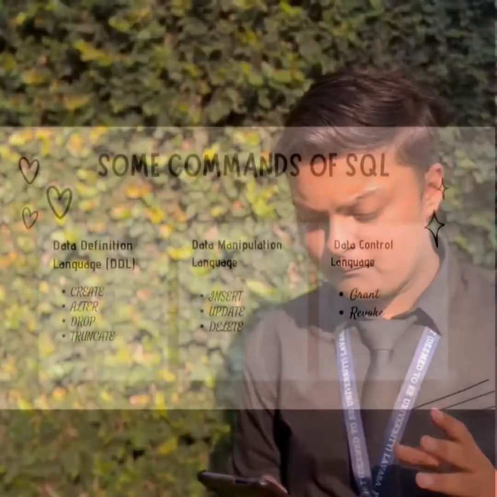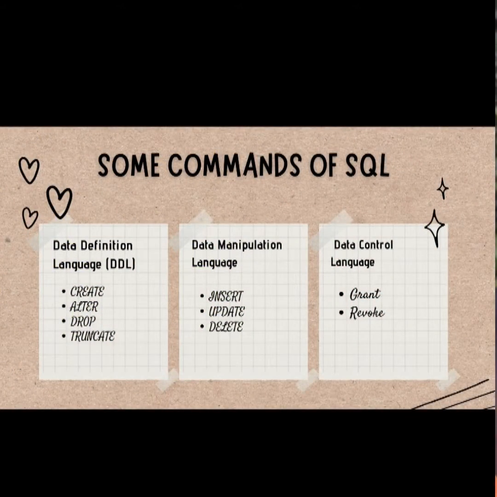So we are going to talk about the types of SQL commands. There are three types. One is DDL, which is data definition language. One is DML, which is data manipulation language, and the third one is DCL.